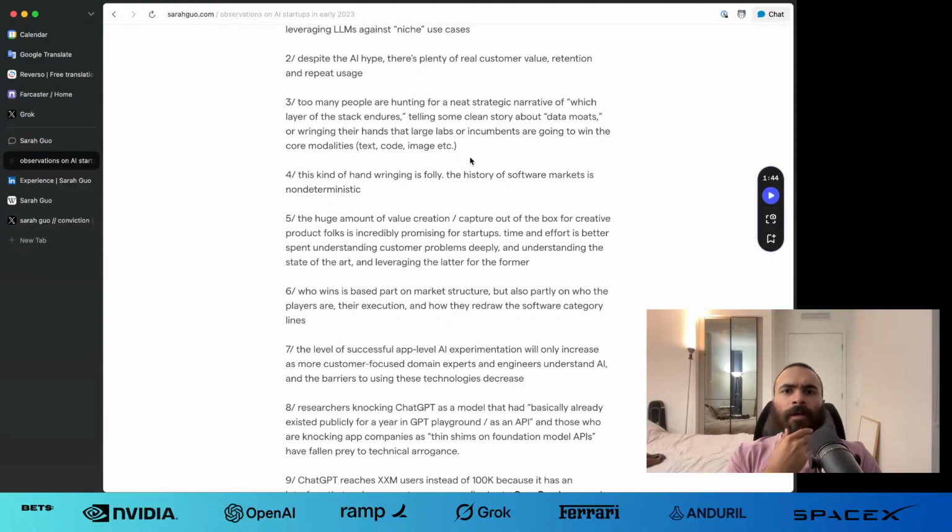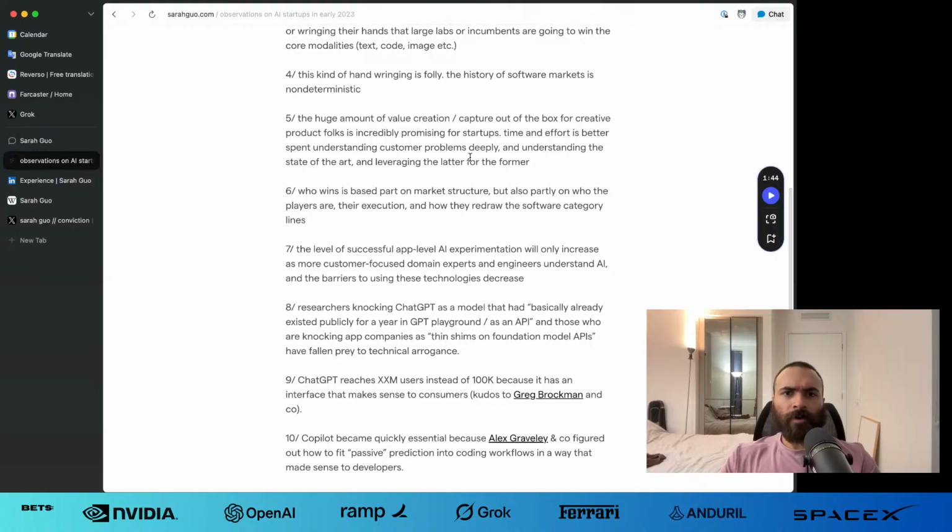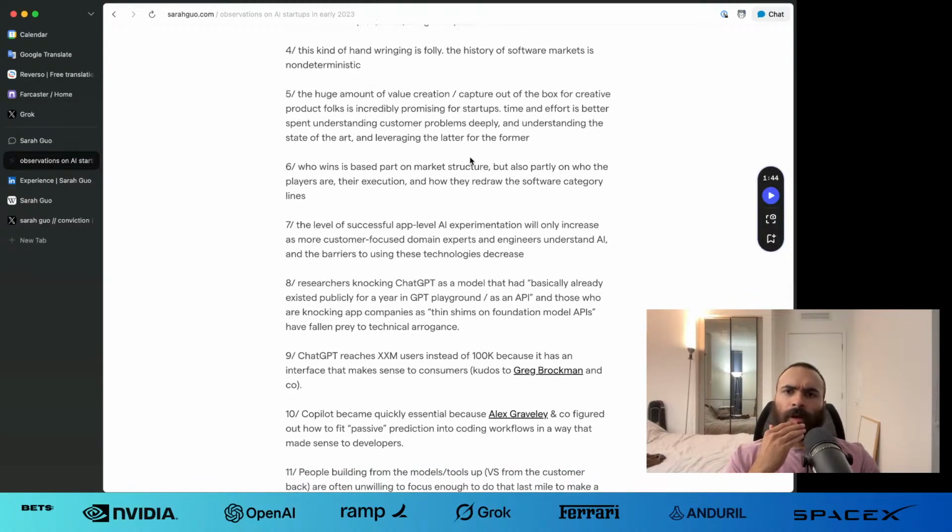Too many people are hunting for a neat strategic narrative of which layer of the stack endures, telling some clean story about data modes, or wringing their hands that large labs or incumbents are going to win the core modalities: text, code, image, etc. This kind of hand wringing is folly. The history of software markets is non-deterministic. The huge amount of value creation capture out of the box for creative product folks is incredibly promising for startups.